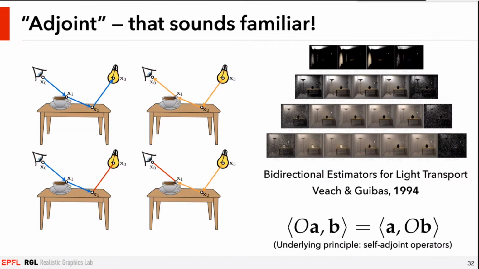So in the context of rendering, when people talk about adjoints, what they usually mean is this idea that the physical light transport laws are symmetric. And so that means you can send out light from a light source and then bounce it around until it reaches the camera, and then that will give you a rendering.